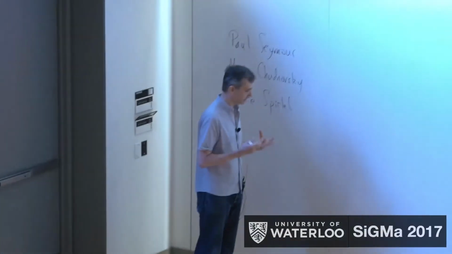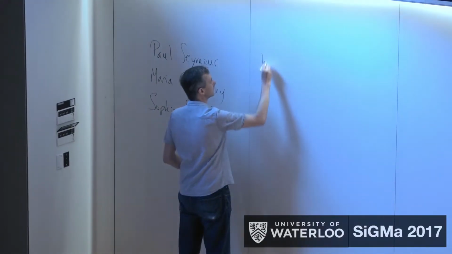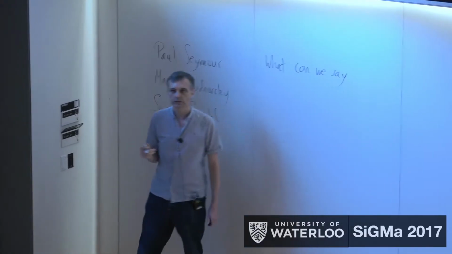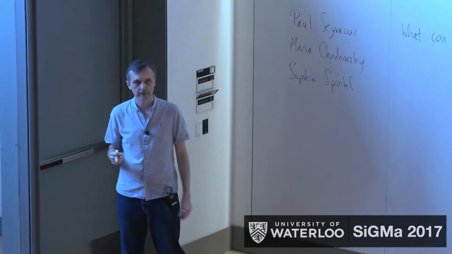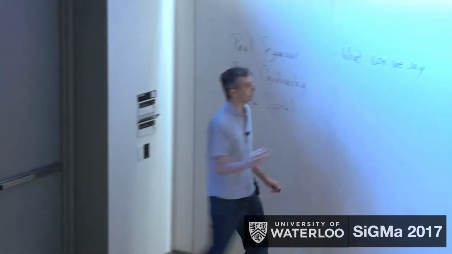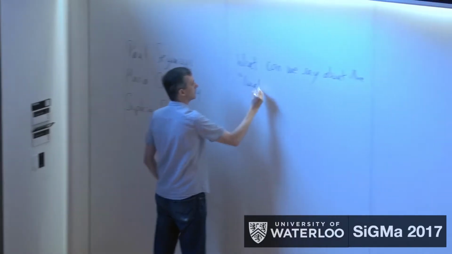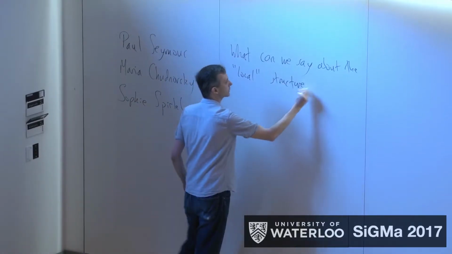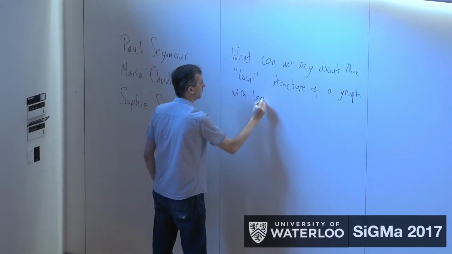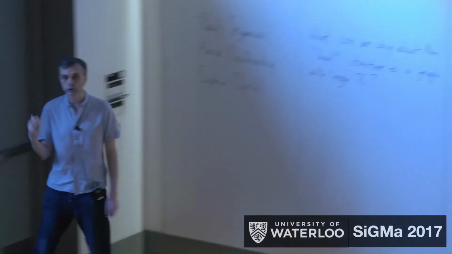So the whole sequence is on graphs of large chromatic number, and the fundamental question is: what can we say about the structure of a graph with a large chromatic number? Well, that's a big question. Let's specialize it slightly. What can we say about the local structure of a graph with a large chromatic number? And what do I mean by local structure? I mean the induced subgraphs.